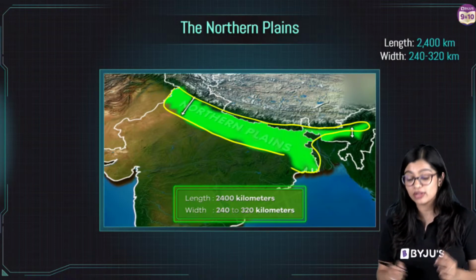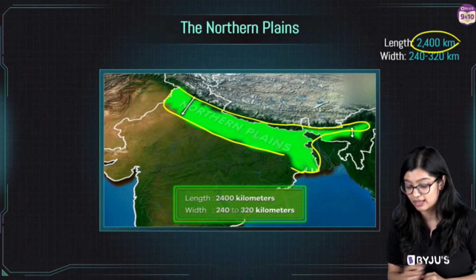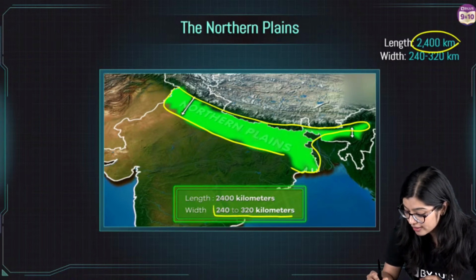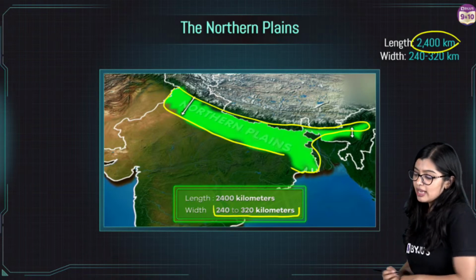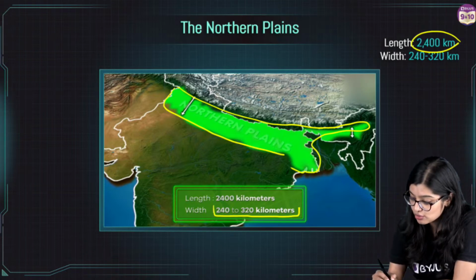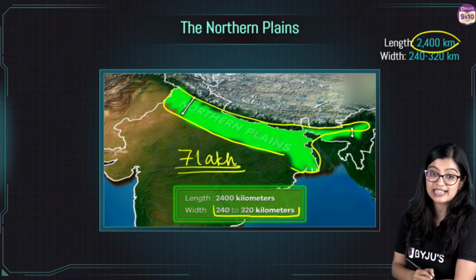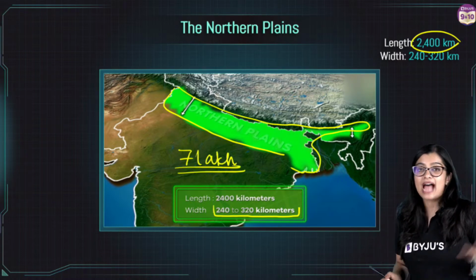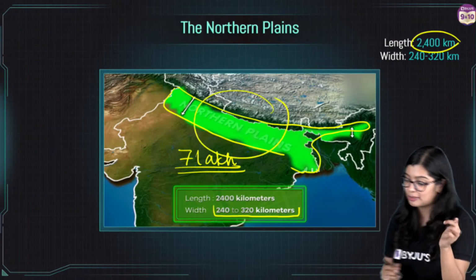And of course we know that this extends to about 2,400 kilometers, and the width is about 240 to 320 kilometers, right? Now we see that it spreads across an area of 7 lakh square kilometers. That is the area it takes. And some of the early settlements were across or in the northern plains.